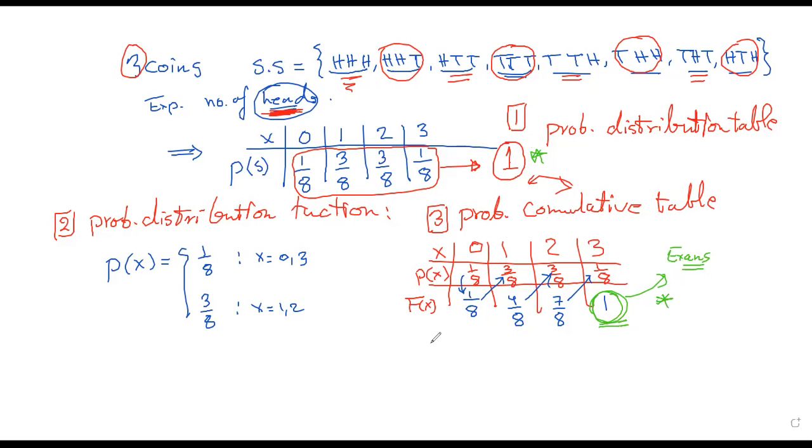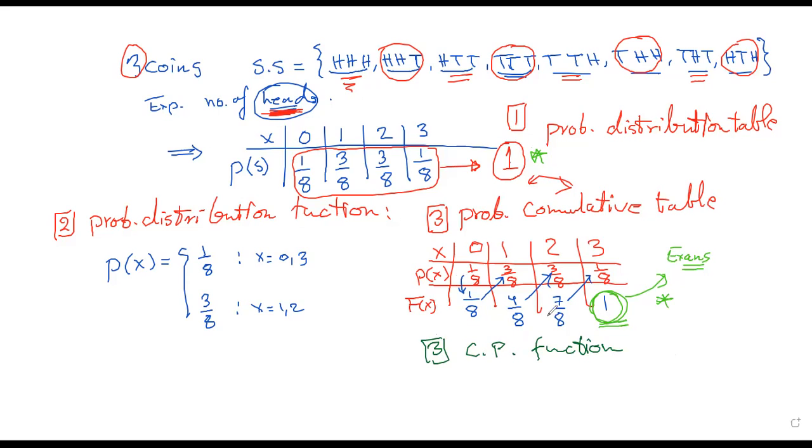Now we have number 4, called the cumulative probability function. And in exams, they will not ask you.